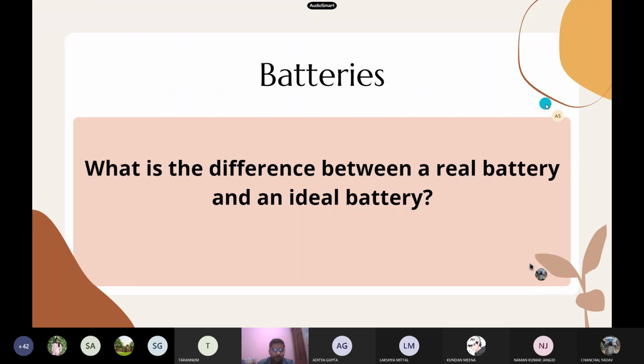So let me ask you a very basic question. What is the difference between a real battery and an ideal battery? Well, this is a fairly simple question you all might know. So let's move forward.